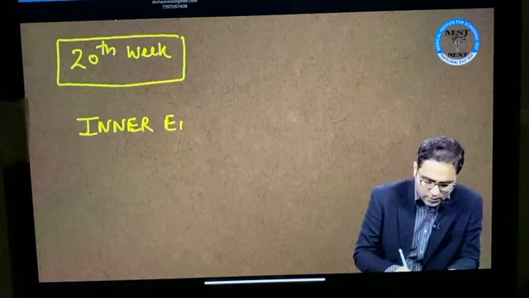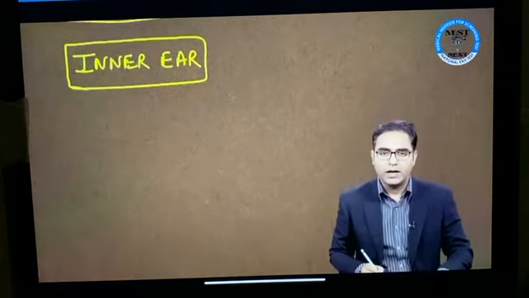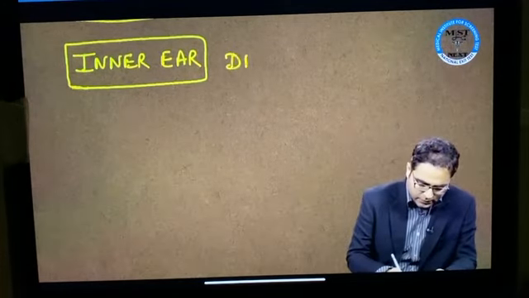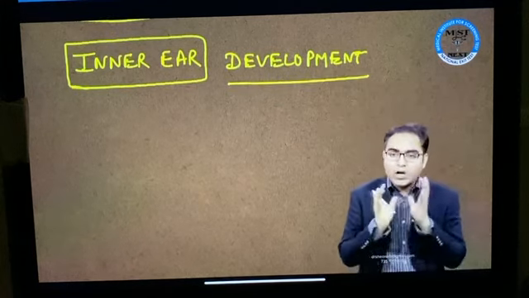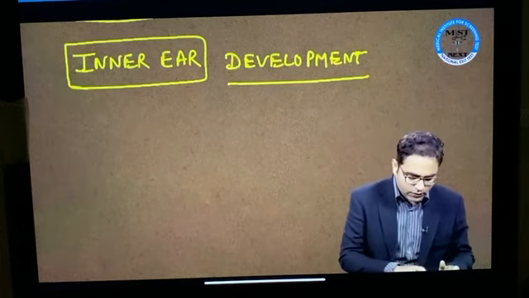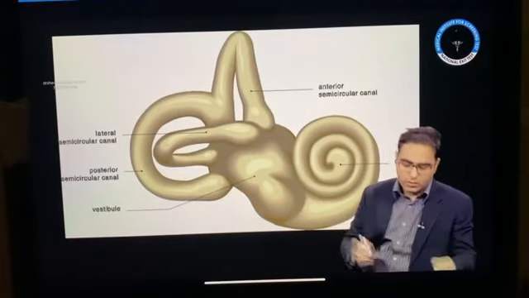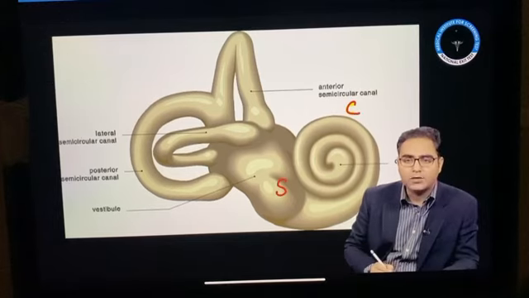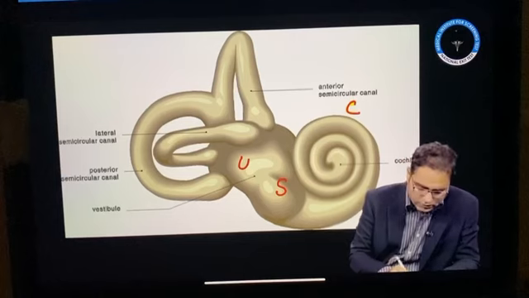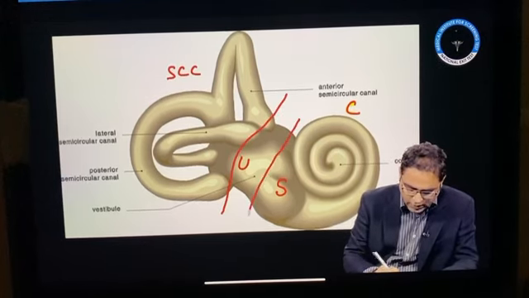Inner ear. Let's talk about inner ear development in a little more detail. Cochlea is a part of the inner ear. Cochlea is not the full inner ear. This is the inner ear bit over here. This is the cochlea. This is the saccule. We read in detail in the inner ear topic. This is the utricle, and these are the semicircular canals. This is the semicircular canal. This is the utricle area. This is the saccule area.